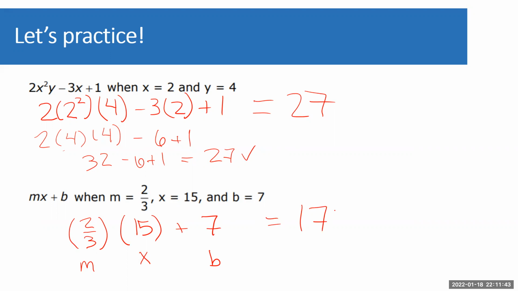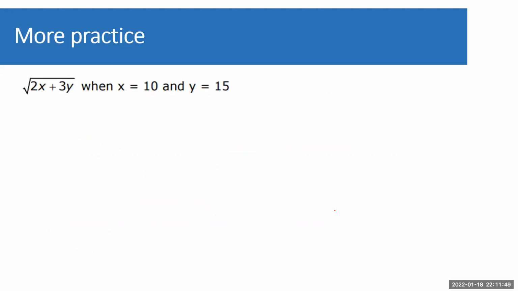Pause the video if you need. Make sure you can get these answers. You're going to see things similar on tests and quizzes and homework. Let's get some more practice. Now we have the square root of 2x plus 3y when x is 10 and y is 15.